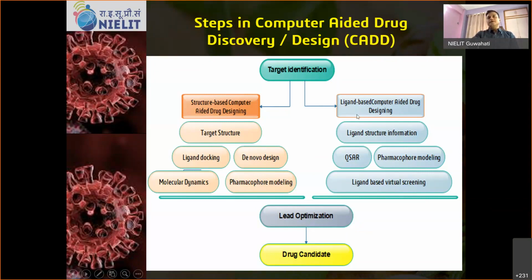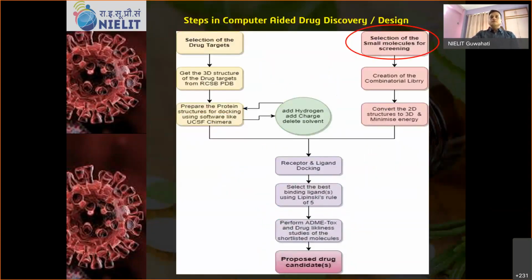Another thing is, if we have the ligand structure with us, ligand-based computer-aided drug designing, we can do the QSAR analysis, pharmacophore modeling, then the ligand-based virtual screening and the lead optimization, and finally we can identify the drug candidate. So selection of the small molecules for screening, as I have told, is a prerequisite for a successful drug discovery program. Then selection of the drug targets from the literature.